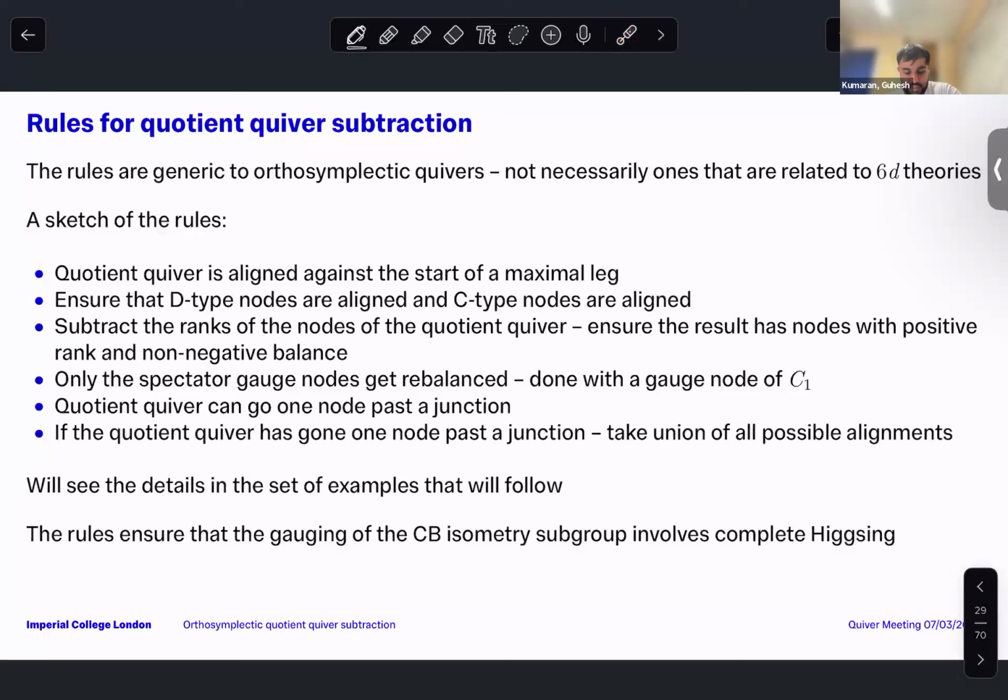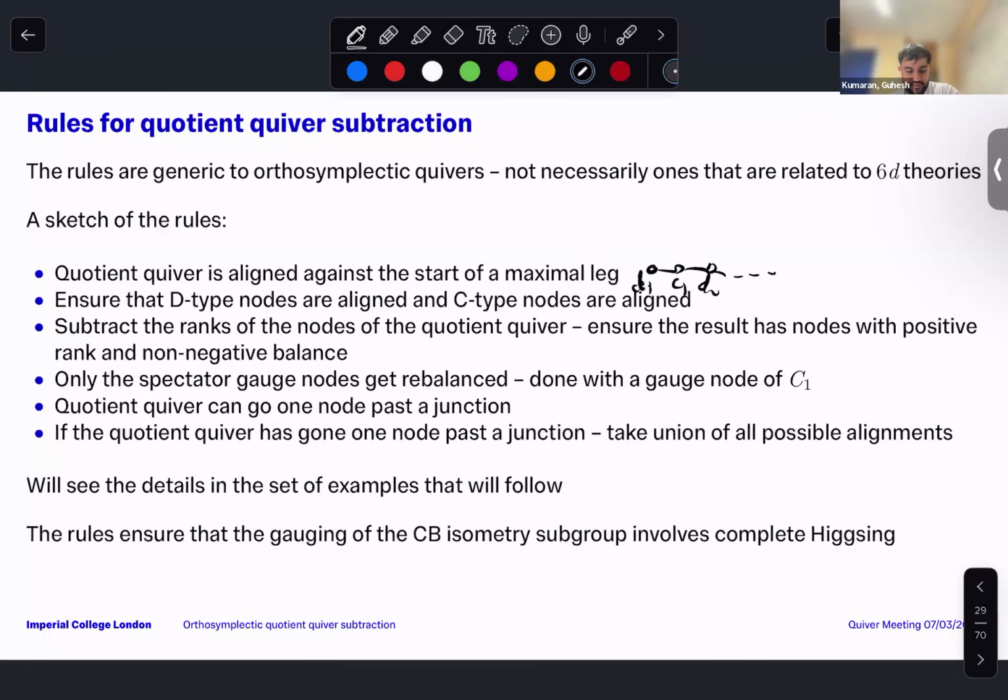So it'll always start something like D1, C1, D2, ... something. You obviously have to make sure that D-type and C-type nodes are aligned. I can't make sense of what a Dn minus a Cn is. And I just make sure that whatever I find at the end has nodes with positive rank and non-negative balance. And this is just so I can have something to compute at the end with the monopole formula.